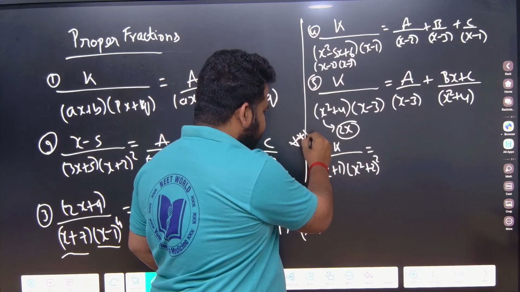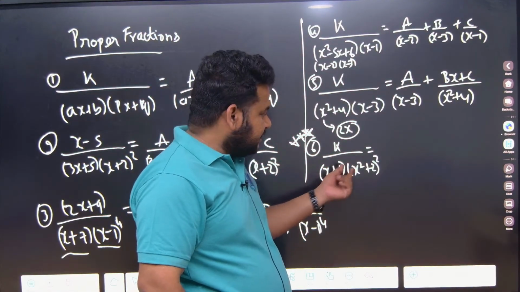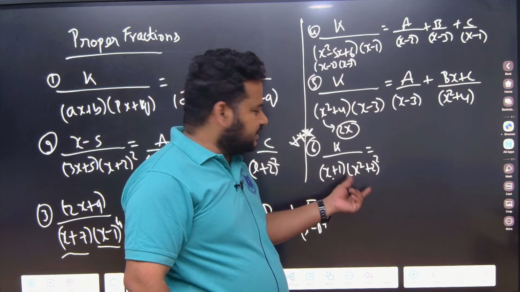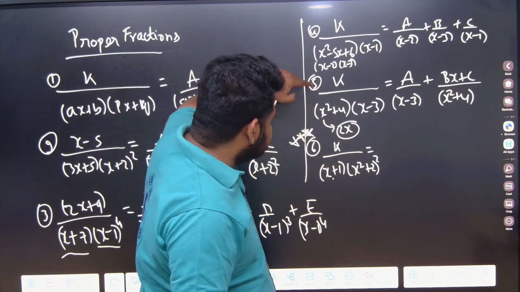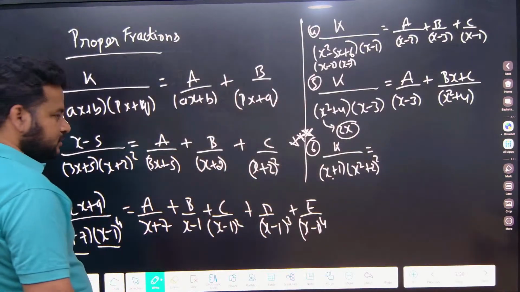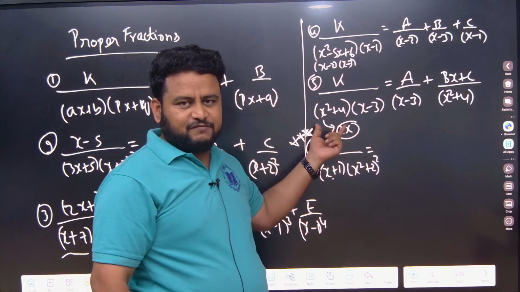Please focus here. K by x plus 1, yes, linear is there, and x square plus 2 whole square is there. First of all, x square plus 2 is non-factorable and it is a repetition also. So we should combine the fifth form and also the second or third. Repetition form is there in second and third, and the fifth form is the non-factorizable form.